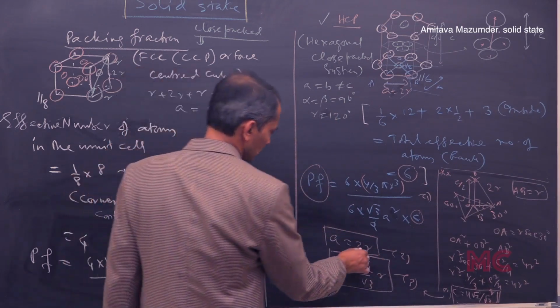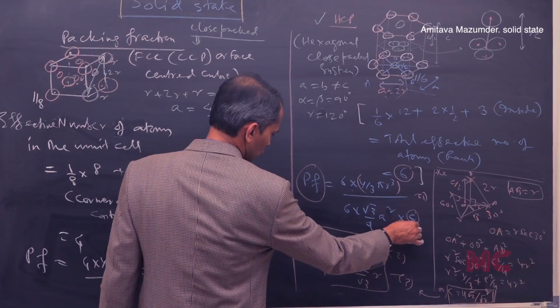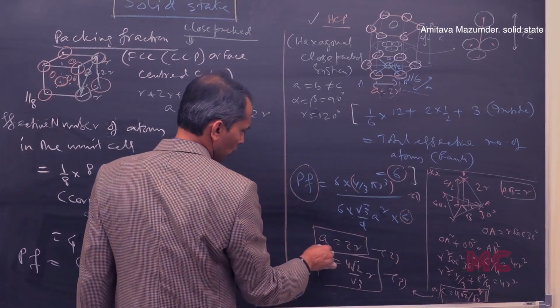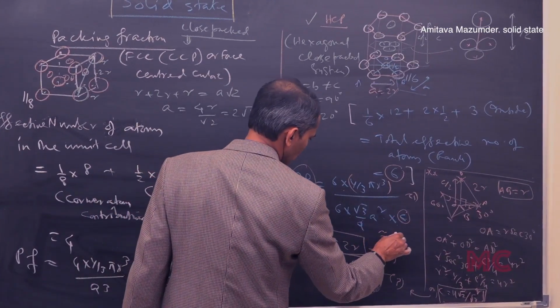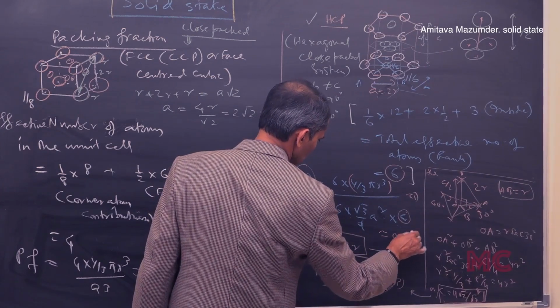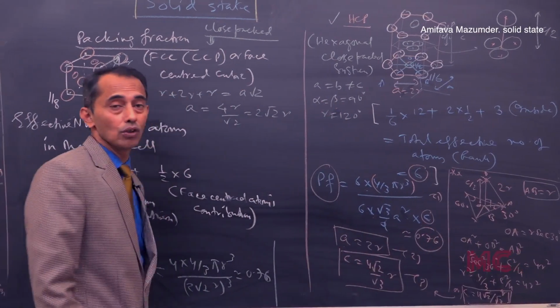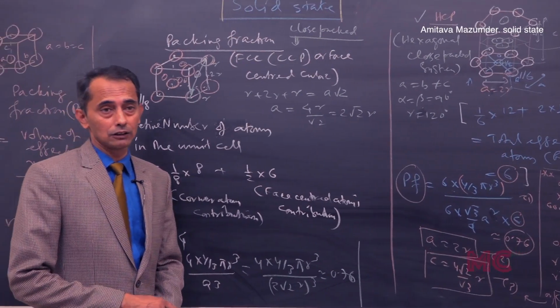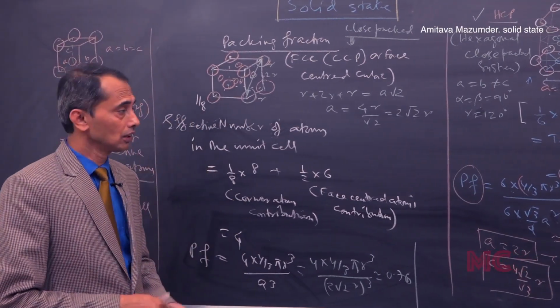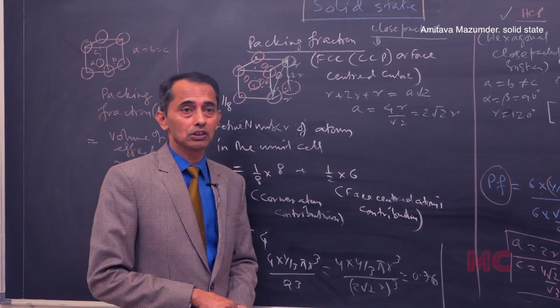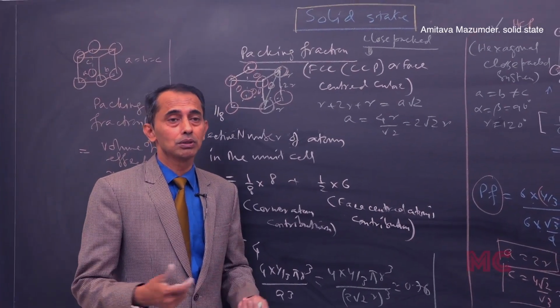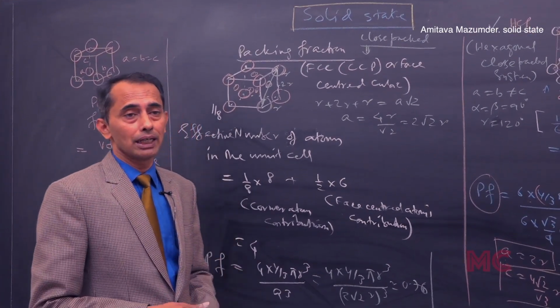So with the help of this A, 2R and this C, if we put C over here, if we put A over here, then we get the value approximately 0.74 as we found in the packing fraction of the face-centered cubic lattice. So therefore face-centered cubic lattice and hexagonal close packed system have basically a similar kind of packing fraction.